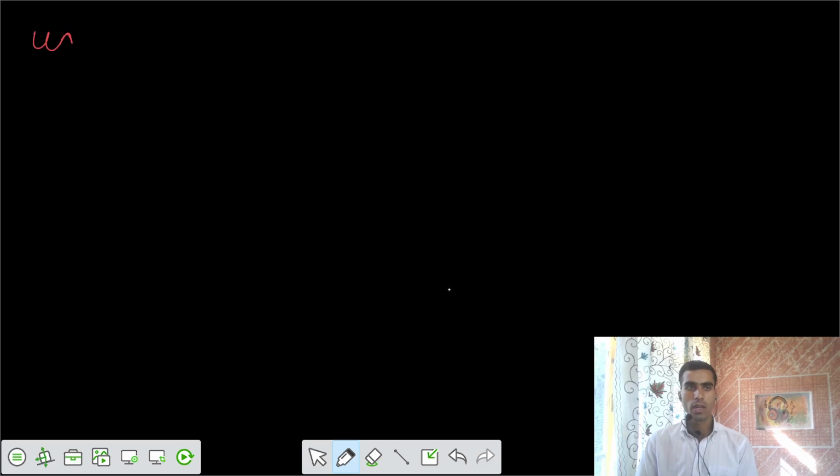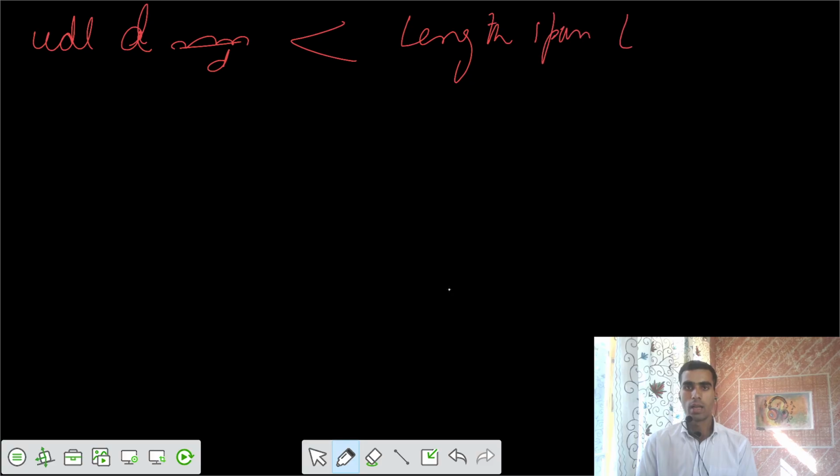That's UDL of length D, that's lesser than the span length L. Span length of the beam L. Now we have some beam of length L, and there we have some section C at some x from A.